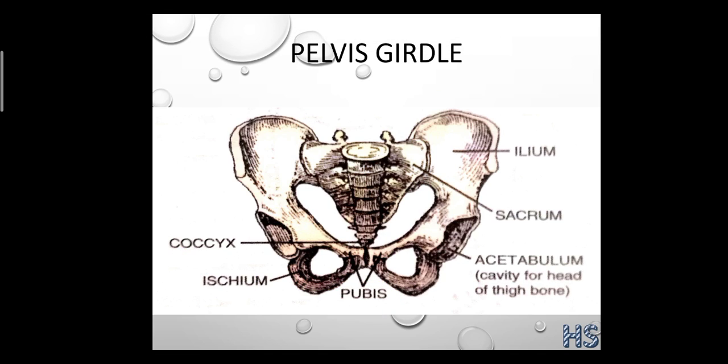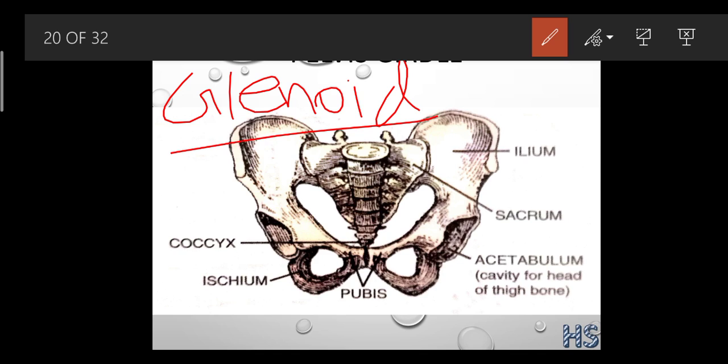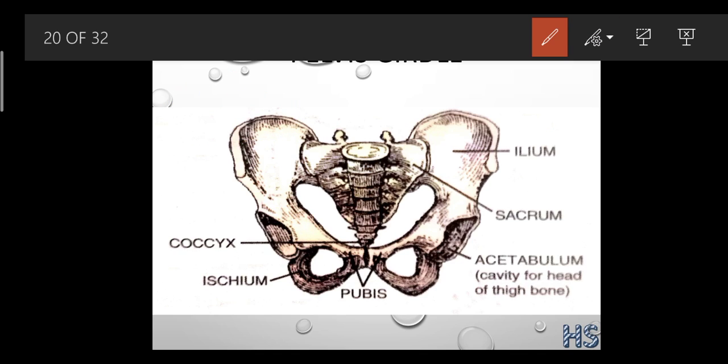See, in the hand we had a cavity called the glenoid, which is a very important name. For the hand there is a cavity called the glenoid cavity. In the same way, we are studying the leg part. There is a cavity called the acetabulum. What is the name? Acetabulum.